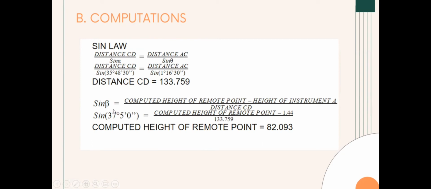And to find the computed height of the remote point, it will be equal to the formula: the sine of beta is equal to the computed height of the remote point minus the height of instrument A all over distance CD. And transposing in order to find the formula for the computed height of the remote point would lead to the result being 82.093 meters.